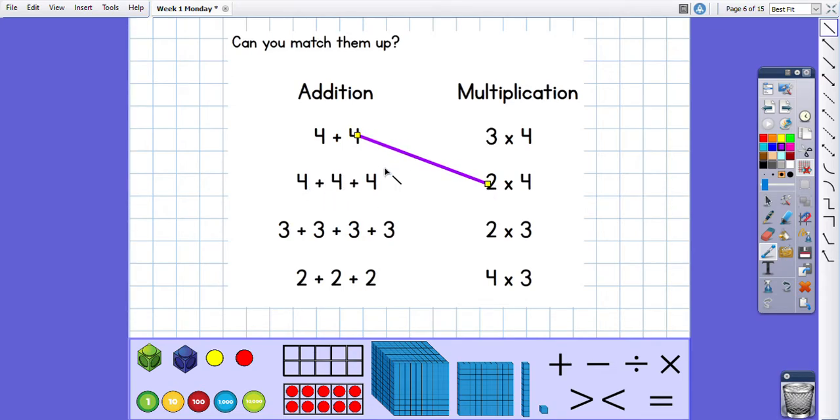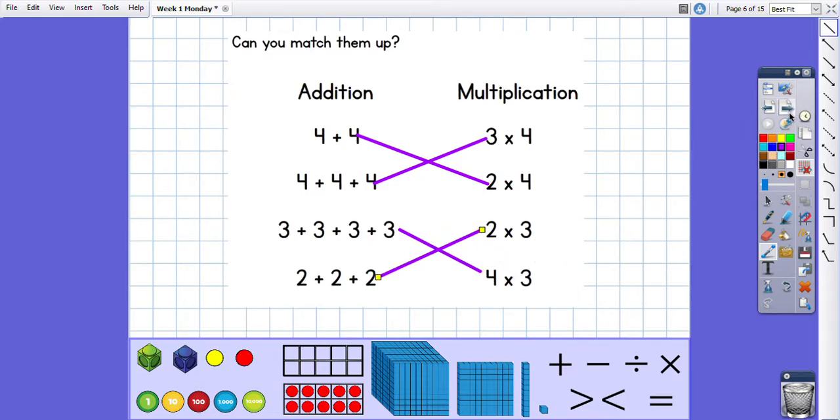4 add 4 add 4. So I need 3 and a 4. So it's with this one here, 3 times 4. And then this one, 3 add 3 add 3 add 3. There are 4 groups of 3. So it's 4 times 3. And then inevitably this one is going to be here, but we always like to check. So it's 2 add 2 add 2. So there are 3 groups of 2.